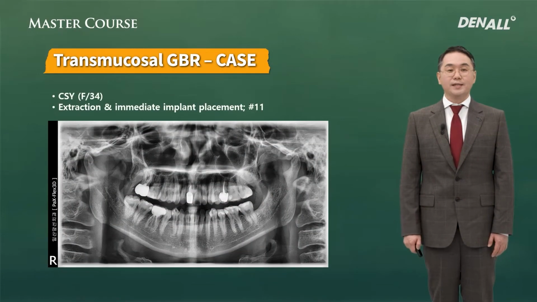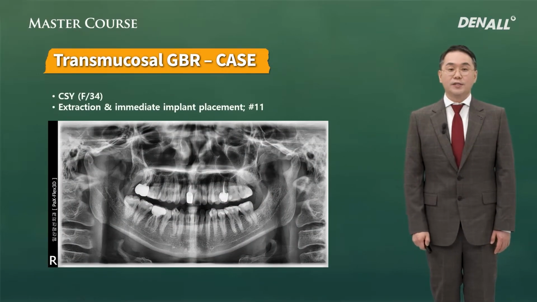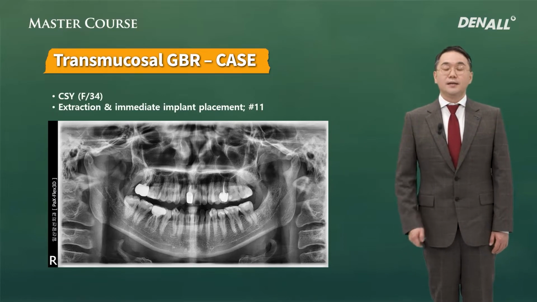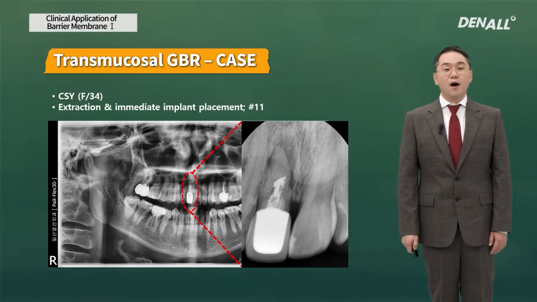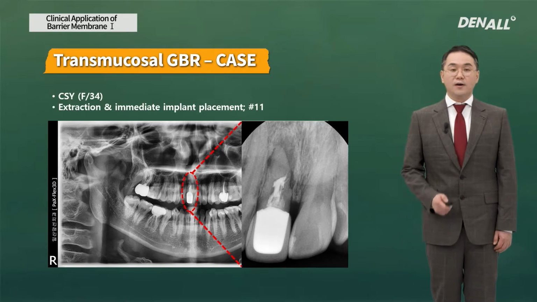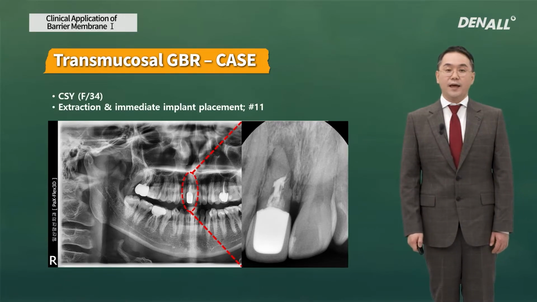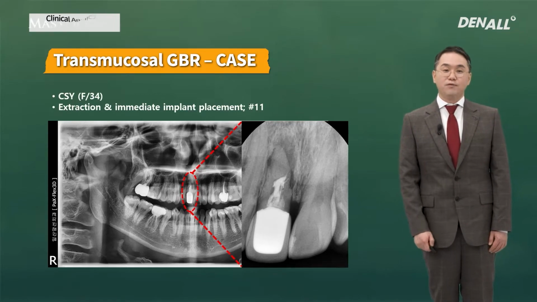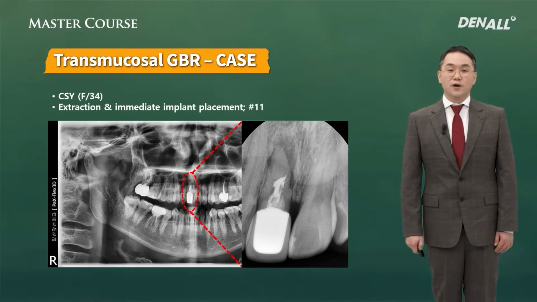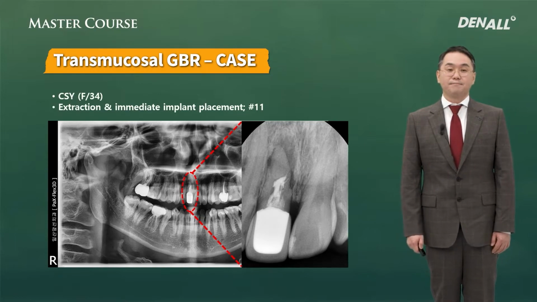Let's look at a case. 34-year-old female. She was referred to us to extract number 11. The treatment was provided due to a trauma at a young age. On the apical side, the lesion is formed again. She was referred to our hospital for extraction and implant placement.